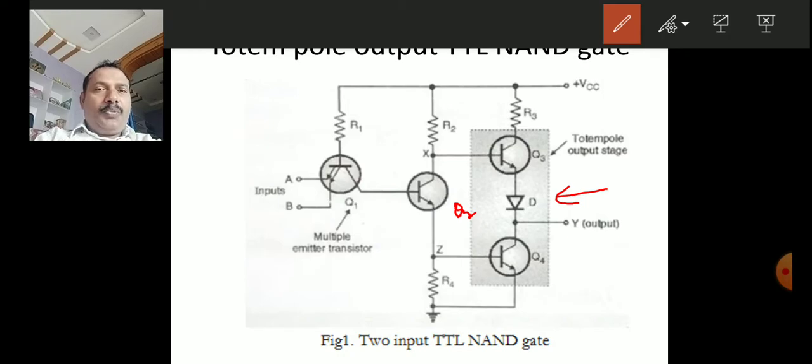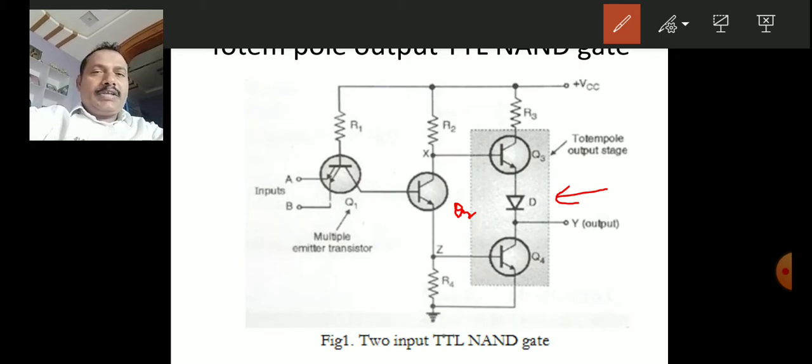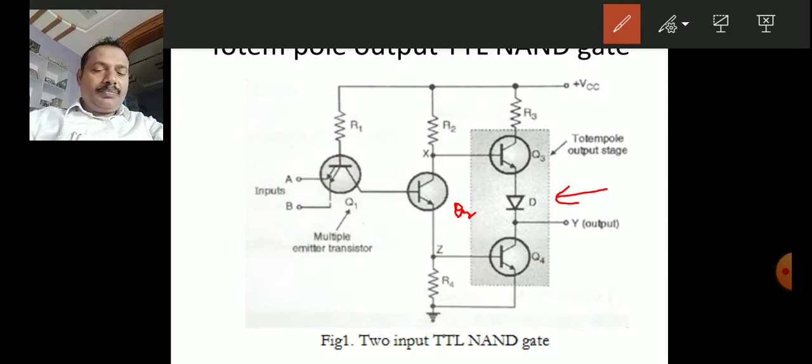The totem pole output is the standard output of a TTL gate and is specifically designed to reduce the propagation delay time of the circuit and to provide sufficient output power for a high fan out. That is the requirement, the necessity, of the totem pole.